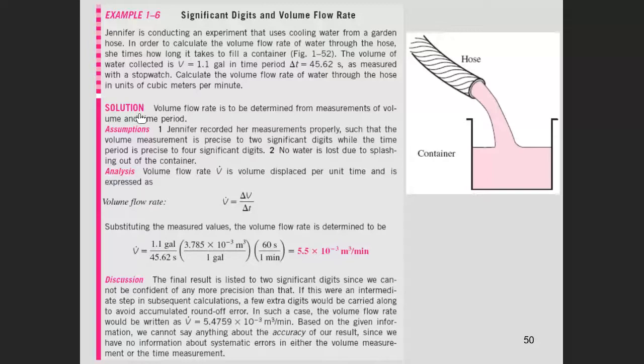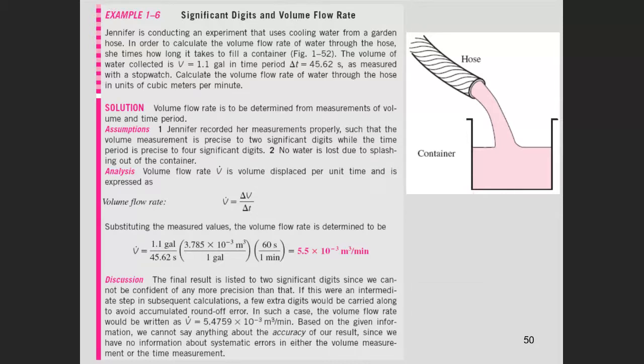It says Jennifer is conducting an experiment that uses cooling water from a garden hose. In order to calculate the volume flow rate of water through the hose, she times how long it takes to fill a container. The volume of water collected is 1.1 gallon. Gallon is a British unit, guys. In time, 45.62 seconds, measured by stopwatch. Calculate the volume flow rate through the hose in units of cubic meters per minute.